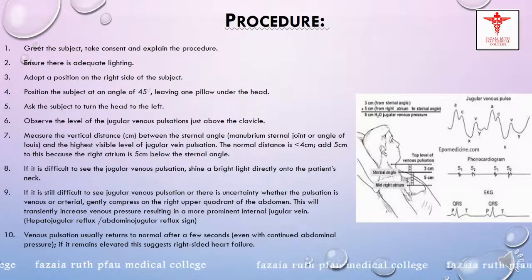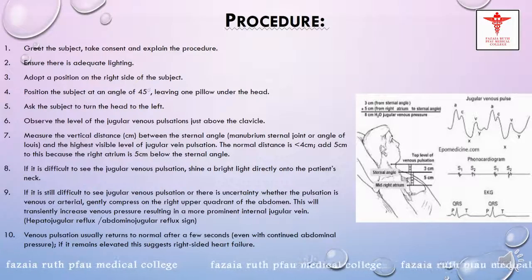All right, so this C wave appears because of the bulging of the tricuspid valve, because of the ventricular contraction. Okay, now the V wave is appearing because of the passive atrial filling. All right. Now, why does this X descent appear and why does this Y descent appear?